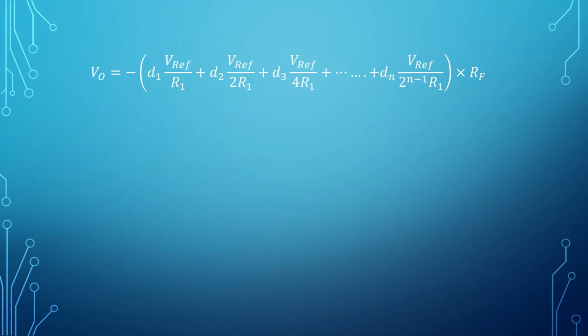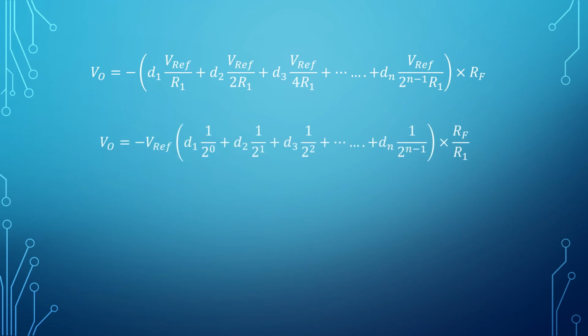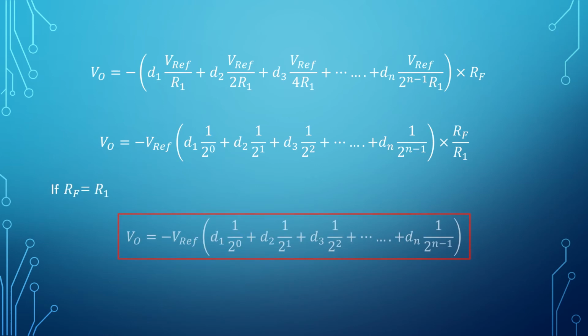Therefore, substituting the expressions for I1, I2, I3 in the V0 expression, and if we consider RF is equal to R1, then V0 will be equal to minus V reference times D1 into 1 over 2 to the power of 0 plus D2 into 1 over 2 to the power of 1 plus D3 into 1 over 2 to the power of 2 up to Dn into 1 over 2 to the power of n minus 1. So this is the general expression for the output voltage if we consider the feedback resistor equal to the resistance R1.